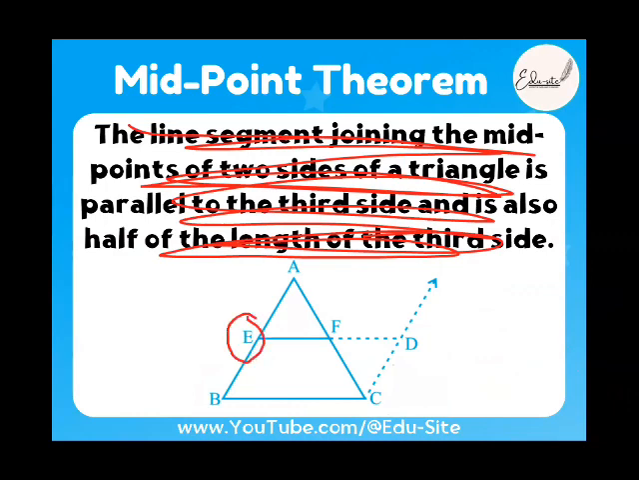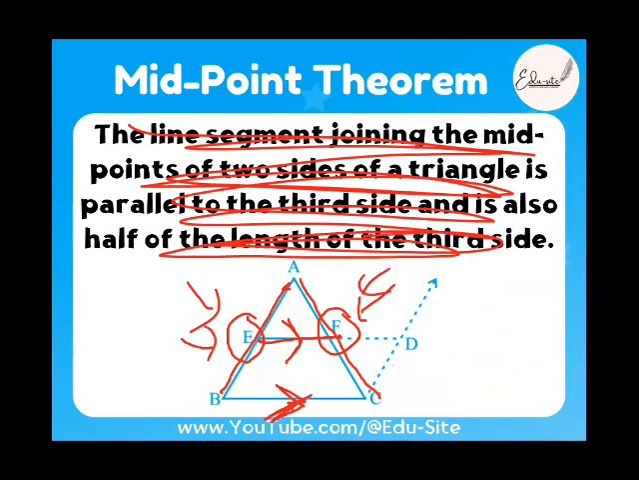If you draw a line EF through the midpoints of two sides of a triangle, then this line segment is parallel to the third side. These are the first side and second side, and this is the third side. It is parallel to the third side. So EF is parallel to BC.